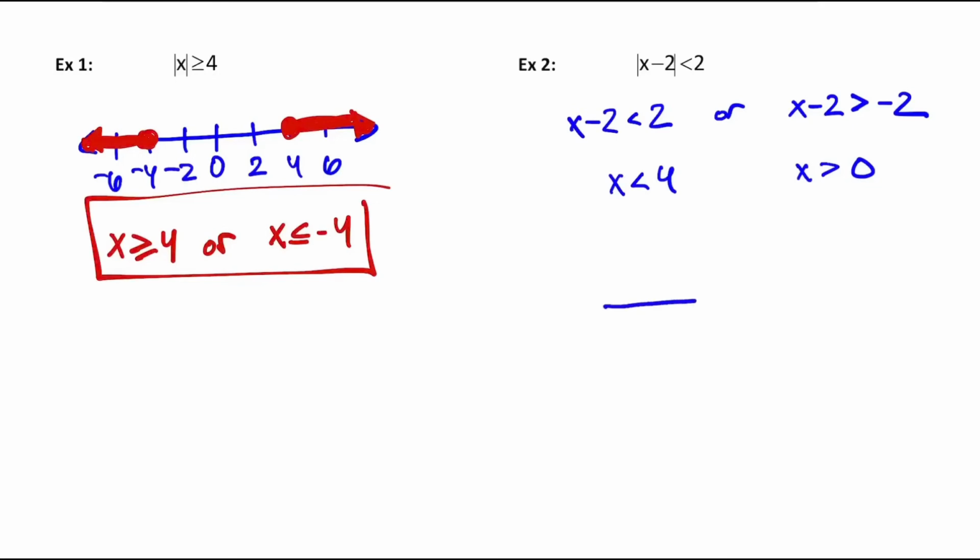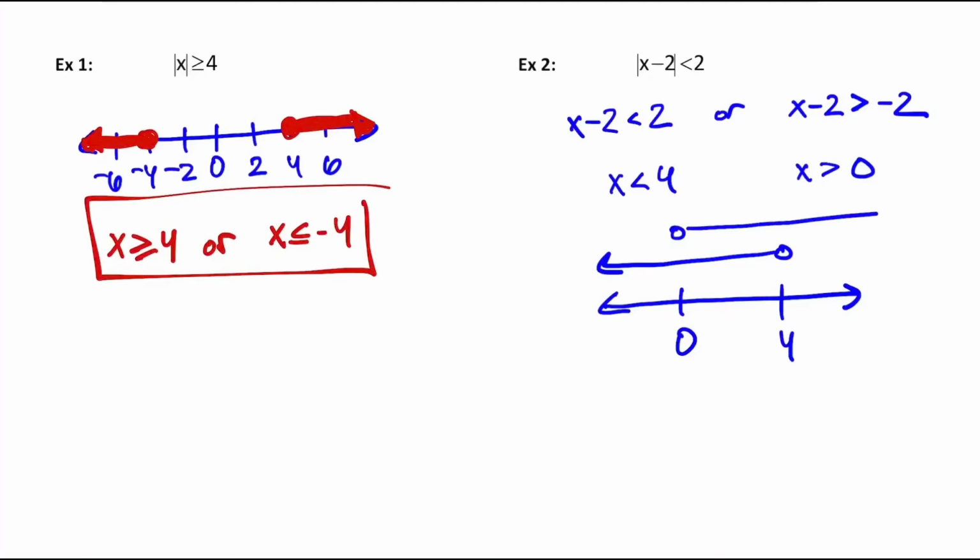What comes next is a number line. Make sure you put these in numeric order. 0 is less than 4, so 0's got to go over on this side. There's 0, there's 4. Let's sketch these inequalities. X is less than 4. What's that look like? That's going to be an open circle, shaded to the left. X is greater than 0. Open circle, shaded to the right.